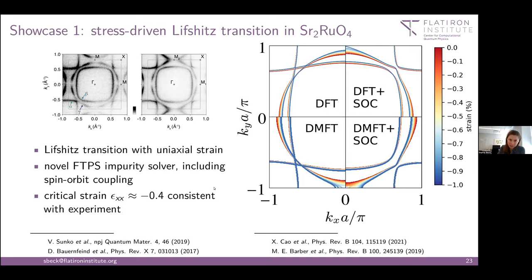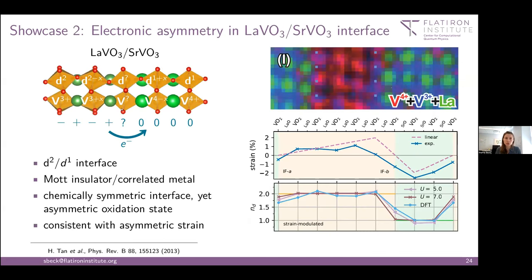And I want to mention again that this is also a great success of using this novel FTPS impurity solver, which really allows, as I mentioned, to include the spin orbit coupling at the DMFT level. And then the final example is a heterostructure. This is an interface between lanthanum BO3 and strontium BO3. So this is a Mott insulator and a correlated metal, D2 occupation versus D1.